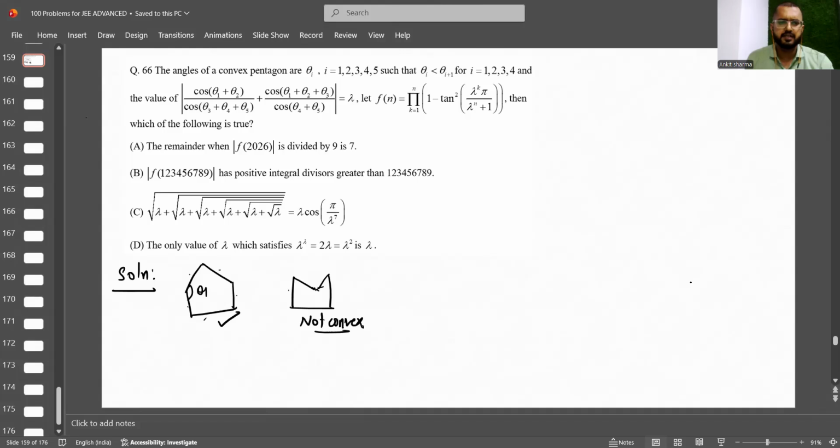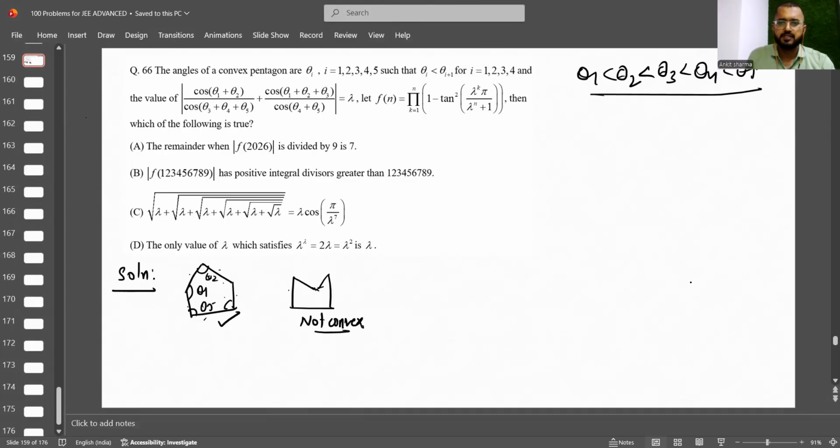So all these angles are theta 1 and then theta 2, and similarly we have here theta 5. We are given a relation that theta 1 is less than theta 2, then theta 3, then theta 4 and less than theta 5. That's what we have. And now we need to find out all these steps.